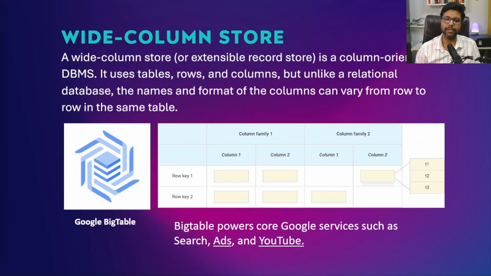Google Big Table is a good example of wide column store. Big Table powers many Google services like search and maps. It's a well-known example, right? So these are particularly useful for storing and processing vast amounts of data across multiple servers.